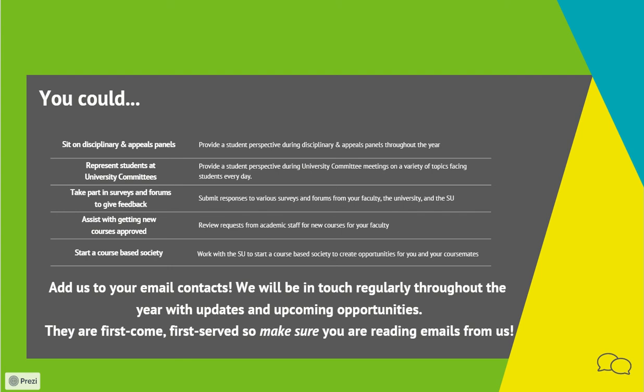You can assist with getting new courses approved by reviewing requests from academic staff within your faculty for new courses that they're designing. And you could start your own course-based society by working with a staff member at the SU to create opportunities for your students on your course, or you could always join an existing society. We send regular updates to all of our course reps with opportunities, faculty news, updates from your vice presidents and faculty reps, and more, so be sure that we're not going to your spam folder.